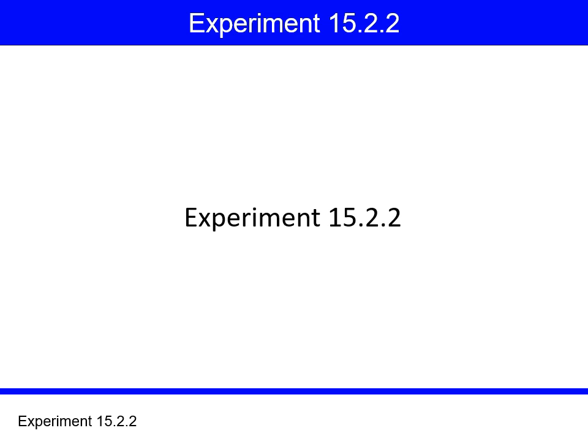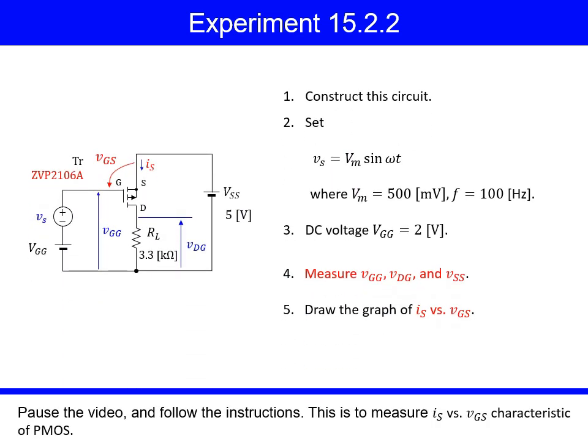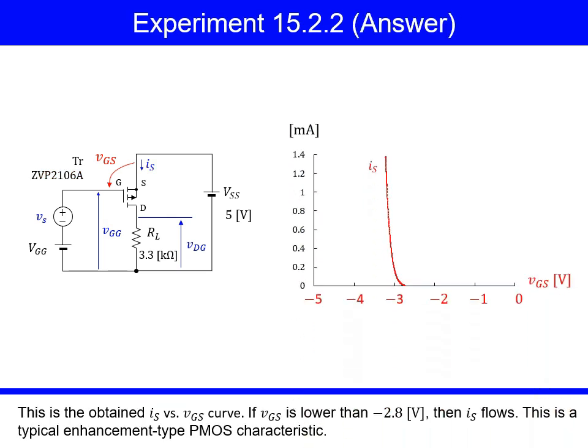Experiment 15.2.2. Pause the video, and follow the instructions. This is to measure IS versus VGS characteristic of PMOS. This is the obtained IS versus VGS curve. If VGS is lower than -2.8 volts, then IS flows. This is a typical enhancement type PMOS characteristic.